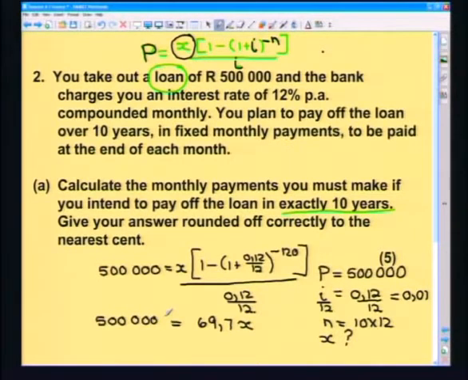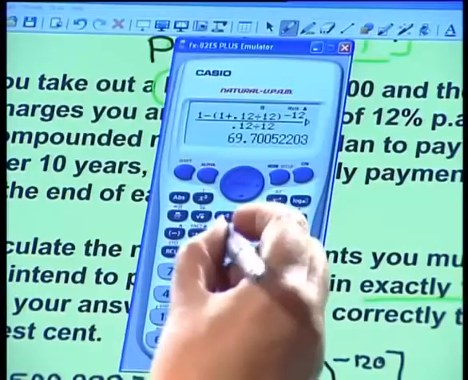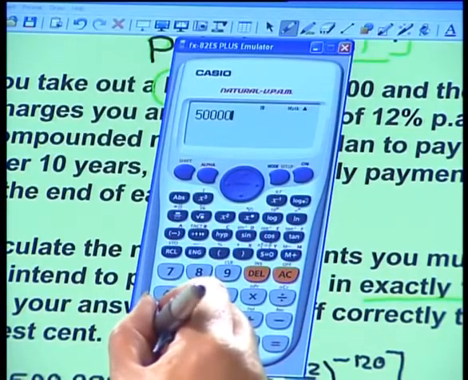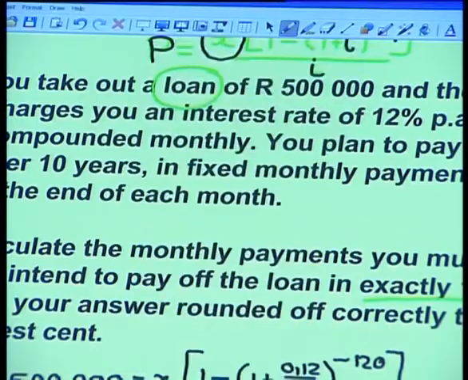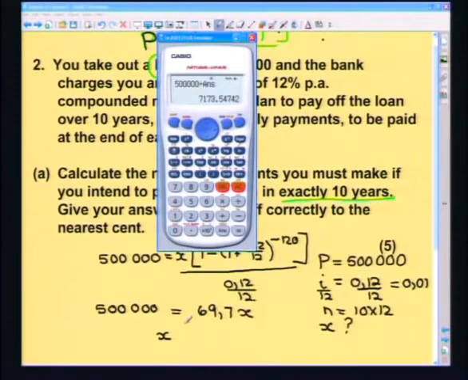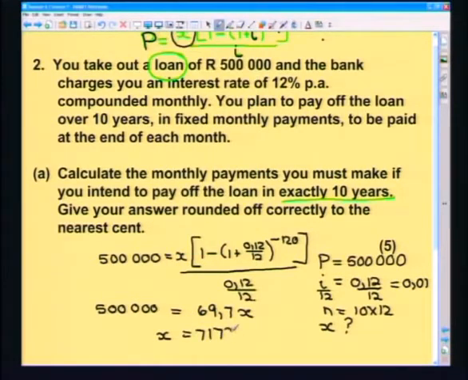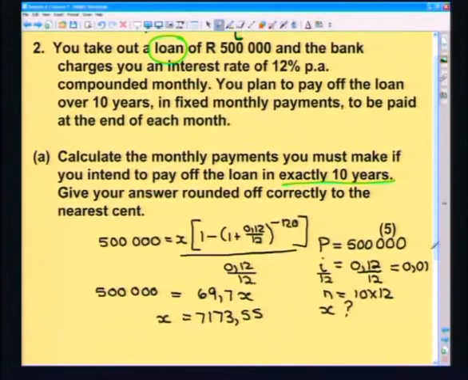Even though we're writing down part of it, we want to be sure that when we get to the actual calculation, we are 100% accurate. Right, so pull the calculator up again. We're now going to take our 500,000 and divide by the previous answer, and we're going to find that our x is 7173.55. So that is how much money I would have to pay back on my loan if I took 10 years to pay it off.